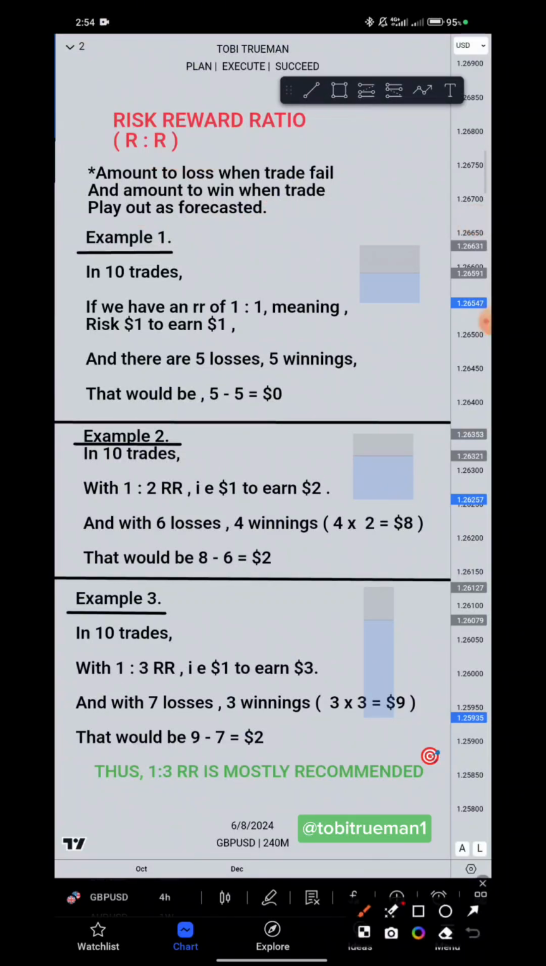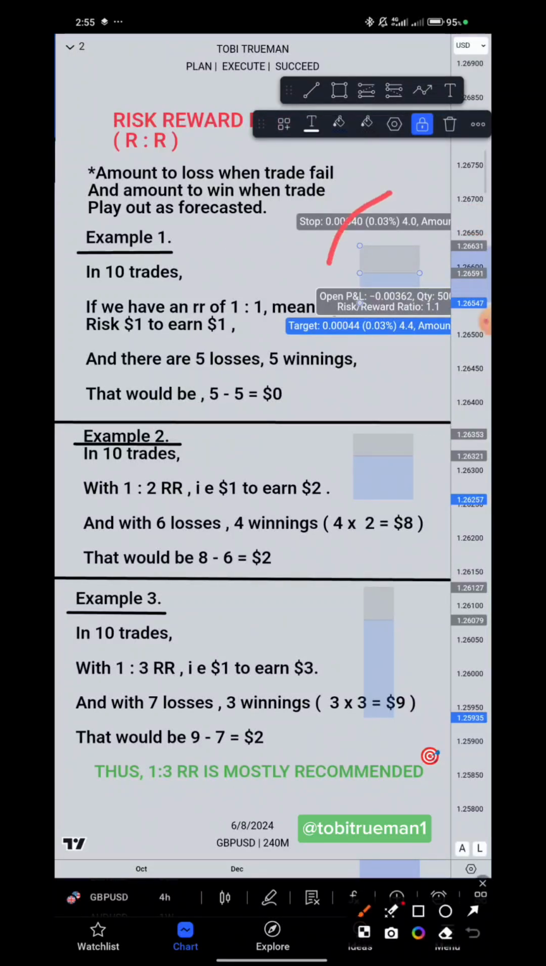Okay, now I'm going to run 3 examples, each in 10 trades. Let's look at example 1. In 10 trades, we have a risk to reward of 1 to 1, meaning that we are risking $1 to get $1, and there are 5 losses and 5 wins. That's an example. We win 5, we lose 5. If you do the calculation, we are going to be left with what? $0. So in this case, we risk $1 to get $1. That is the ratio there. You can see it, risk reward ratio, using our calculation tool.